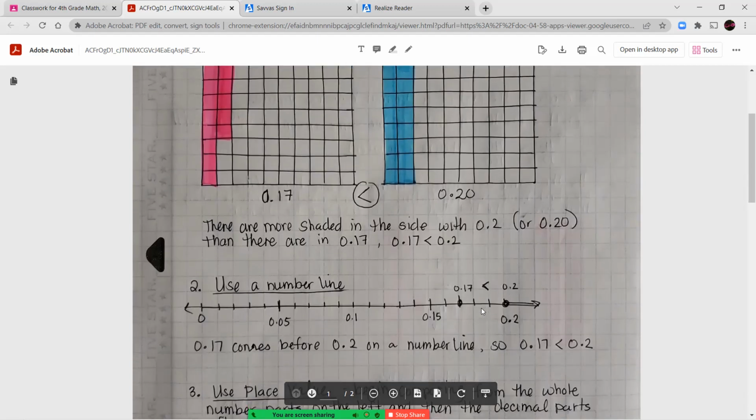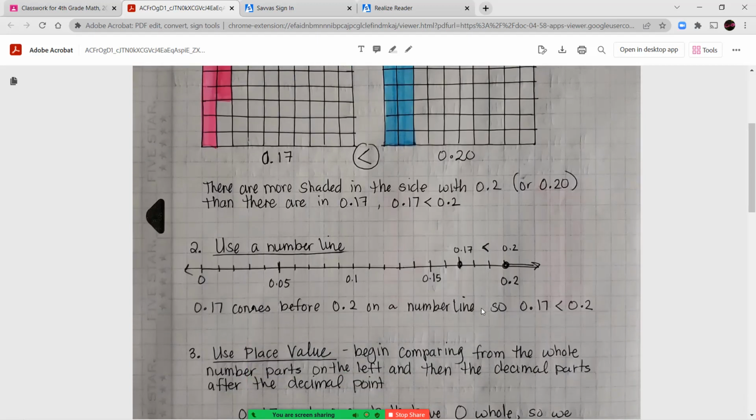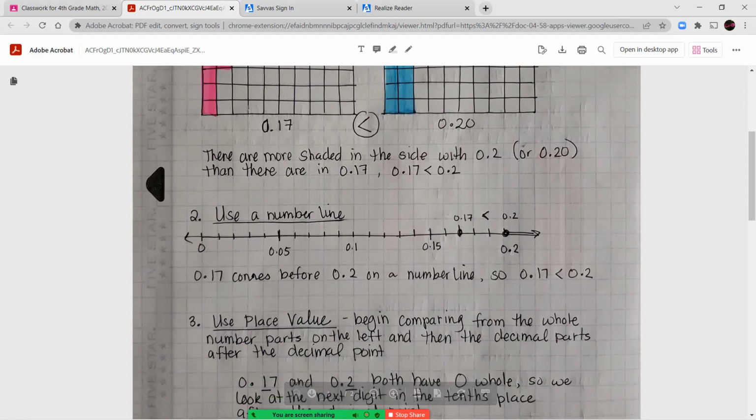Another way you can do this is by using a number line. So here's my number line from 0 to 0.1 to 0.2. So this is broken up into hundredths. Now I marked 0.17 and I marked 0.2, or what would be 0.20. Now, since the 0.17 comes before the 0.2 or 0.20 on the number line, again, 0.17 is less than that.